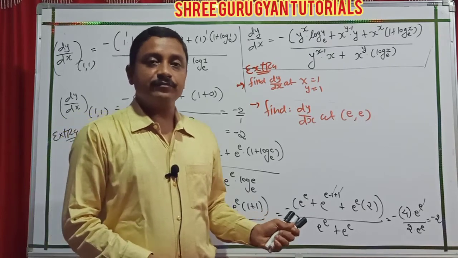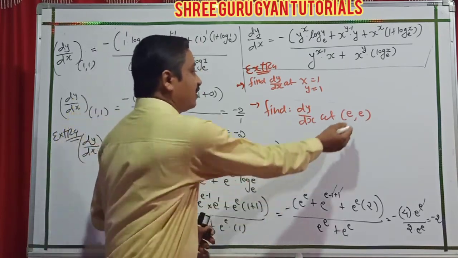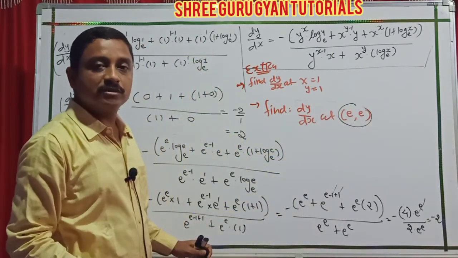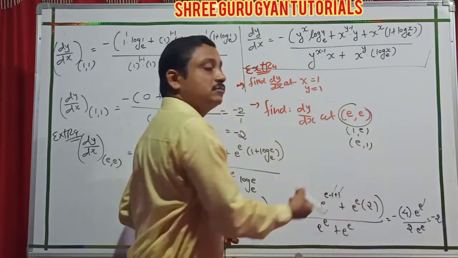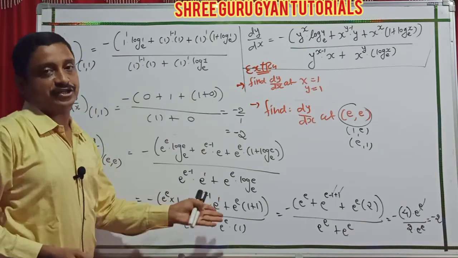So students, here it is done. Maybe if you are asked a different one, then you make the values. Sometimes e e, 1 e, either 1 e, either e 1. So you try those types for extra numericals.